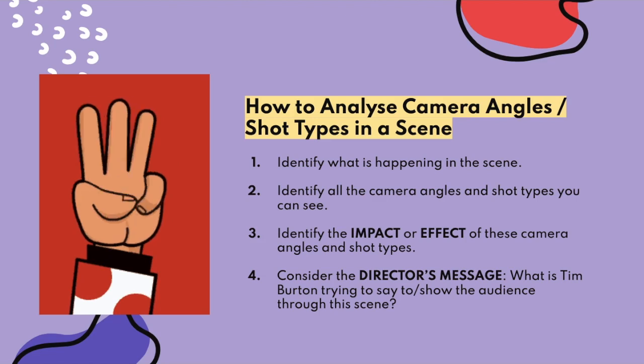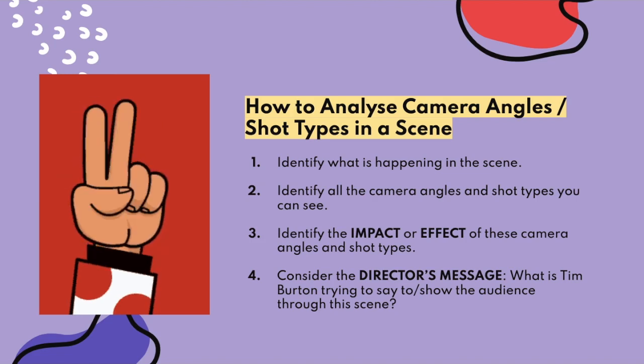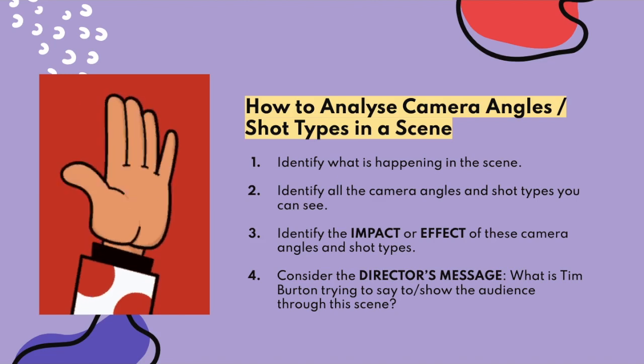Number 3, analyze the impact or the effect of these camera angles and shot types. And last but not least, number 4, consider the director's message. So in our case, what is Tim Burton, the director of Edward Scissorhands, trying to say to the audience or show the audience through this scene that you're analysing?